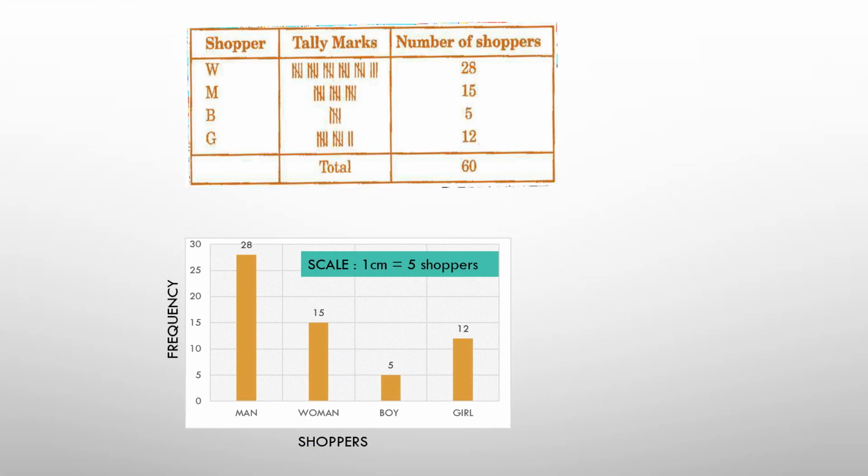Now we will prepare a bar graph for the given frequency table, taking shoppers on the x-axis and frequency on the y-axis. That means on the y-axis we will take number of shoppers. The scale taken is 1 centimeter equals 5 shoppers.